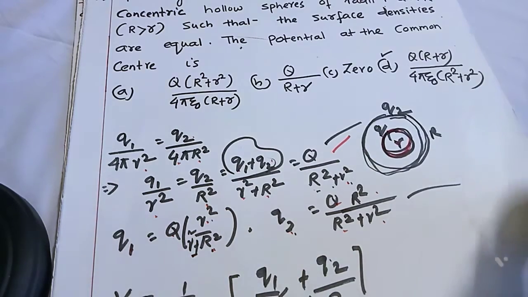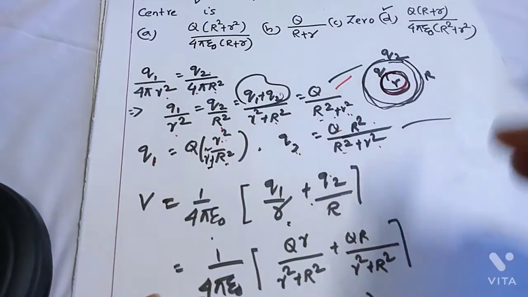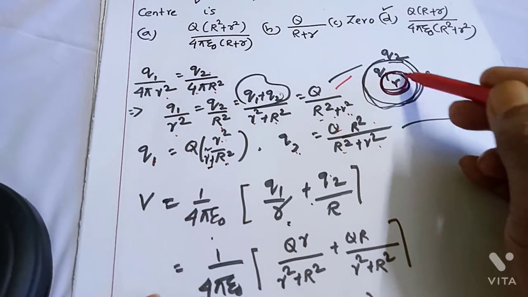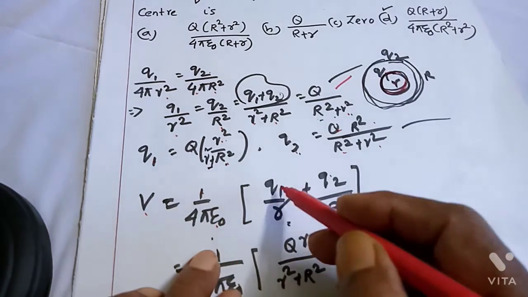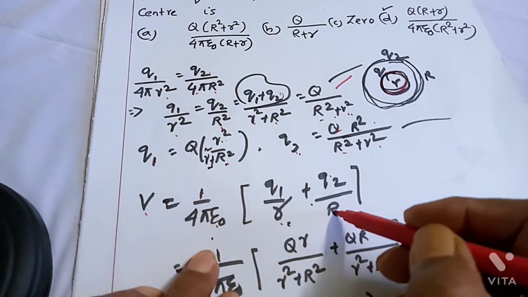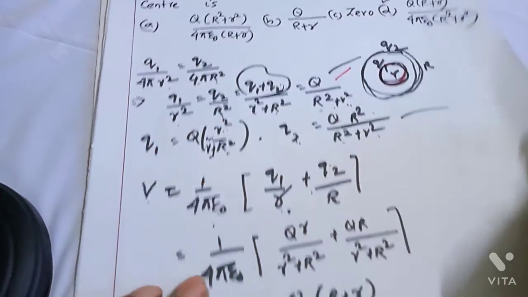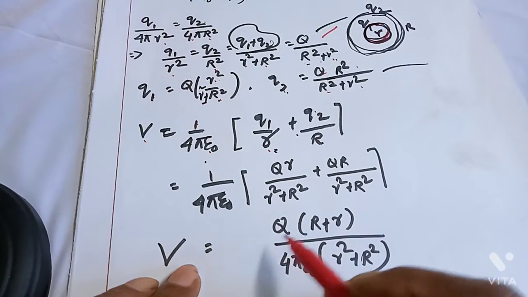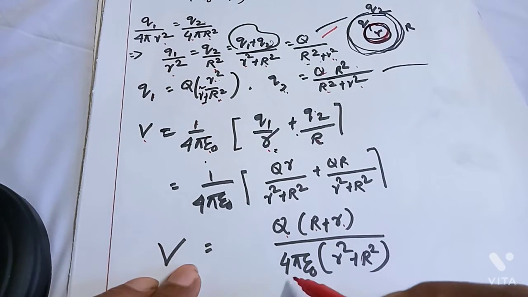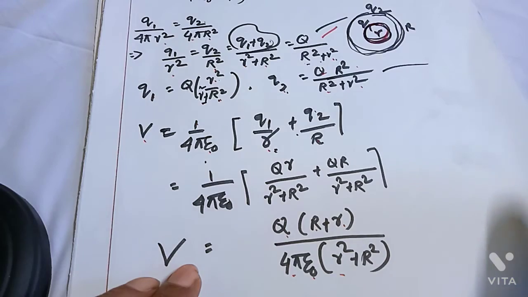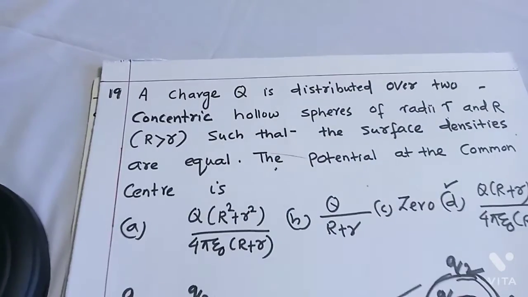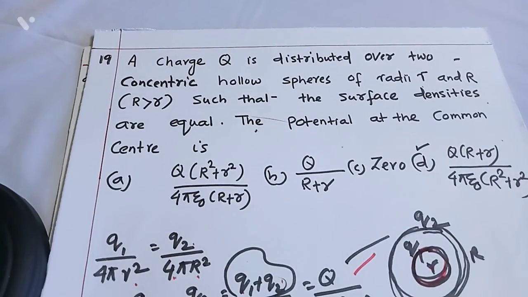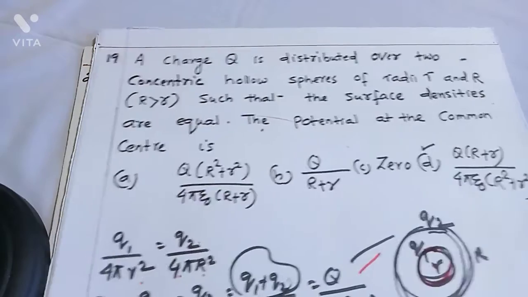Now the potential at the center is the sum of the potentials due to the two spherical surfaces, that is V equals 1 by 4 pi epsilon 0 times q1 by small r plus q2 by capital R. Substituting the values of q1 and q2, we have potential equal to Q into capital R plus small r by 4 pi epsilon 0 into small r square plus capital R square. So the correct choice is D, that is Q into capital R plus small r by 4 pi epsilon 0 into capital R square plus small r square.